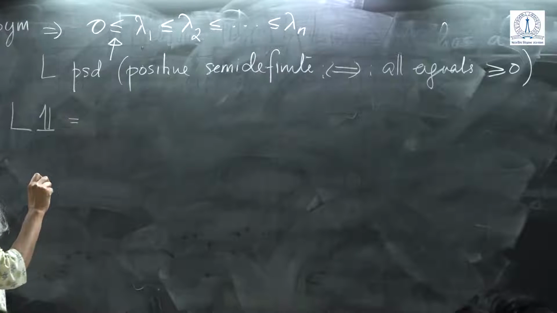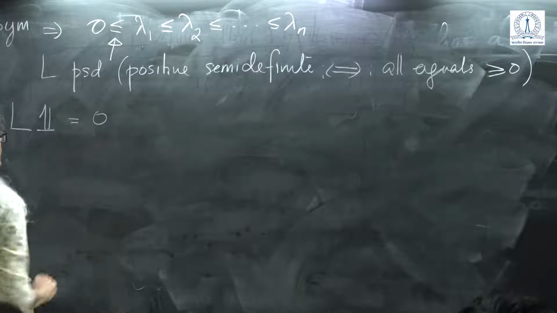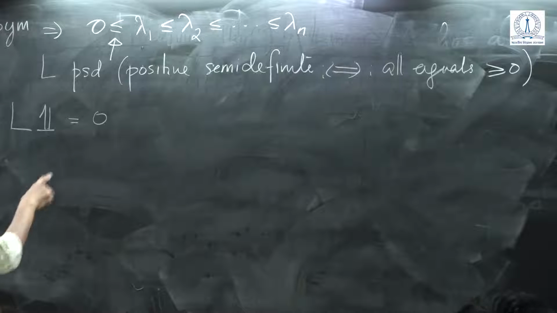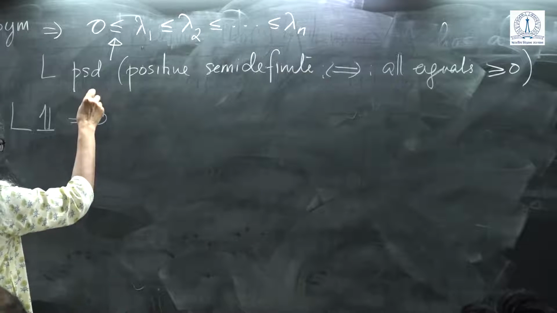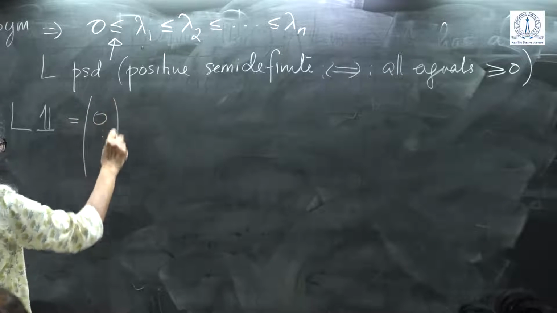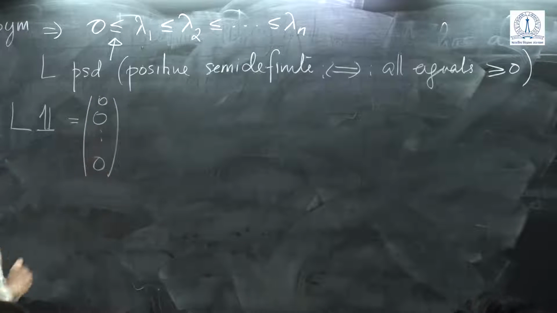So if you multiply this with the all ones, you will get 0. You basically get the 0 vector, right? So this is the 0 vector. Does everybody see why? Let's at least try it on this example.